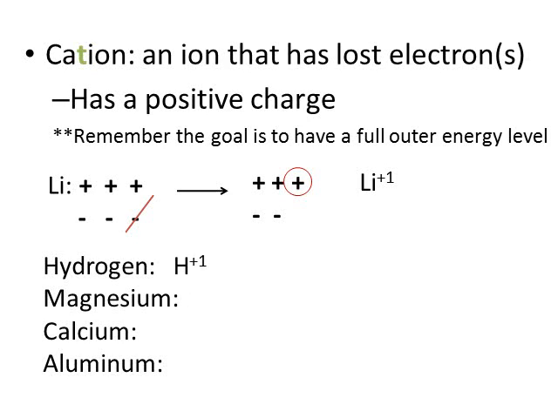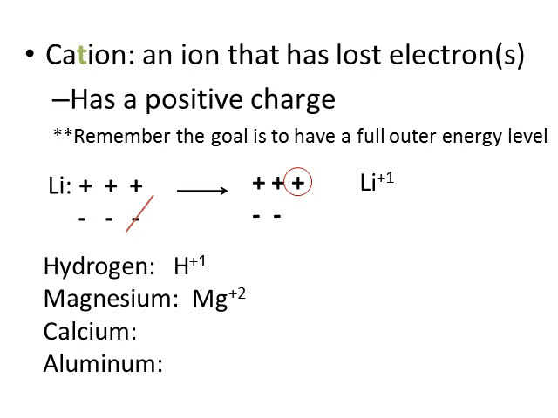Hydrogen has a +1 charge because it is in group 1A. Every element in group 1A has 1 valence electron. It is easier to lose 1 electron than it is to gain 7. Magnesium is in group 2A. It is easier for magnesium to lose 2 electrons than it is to gain 6 electrons, therefore magnesium has a +2 charge. The same with calcium.